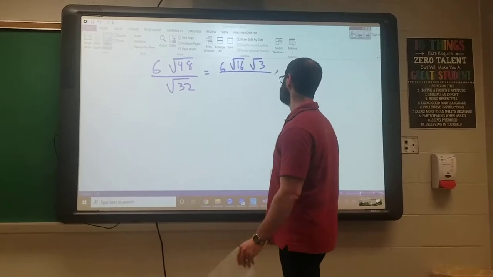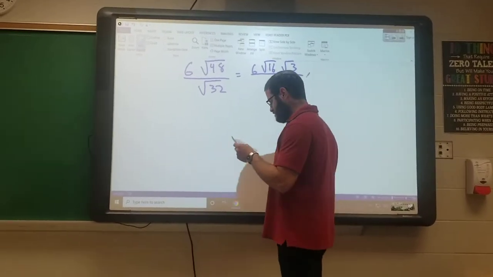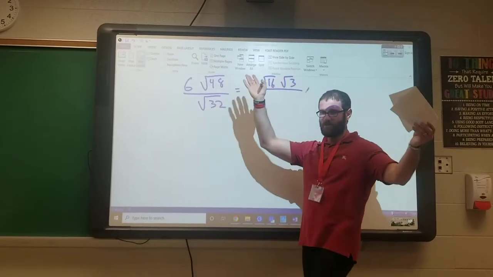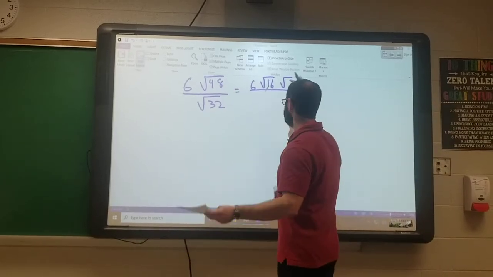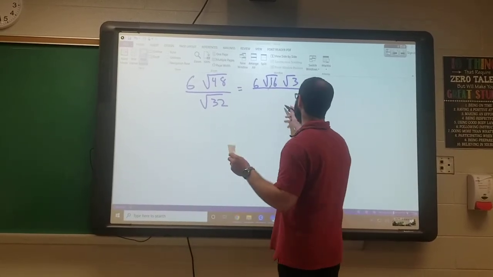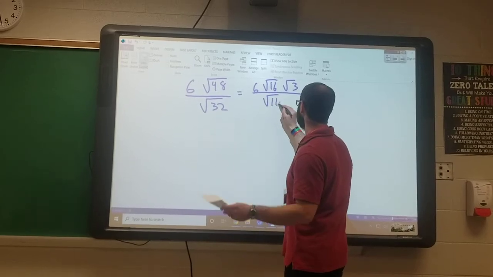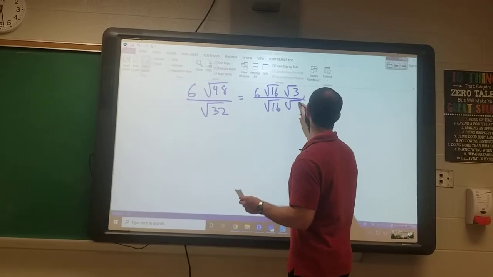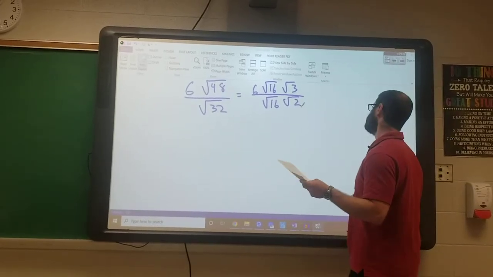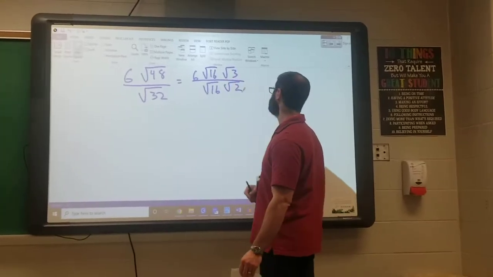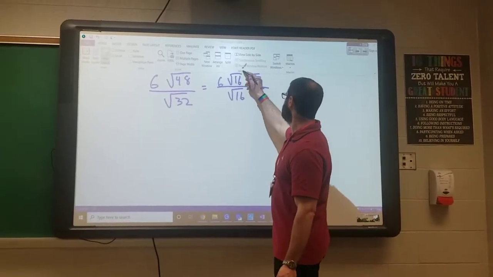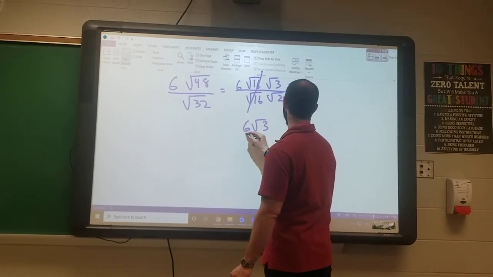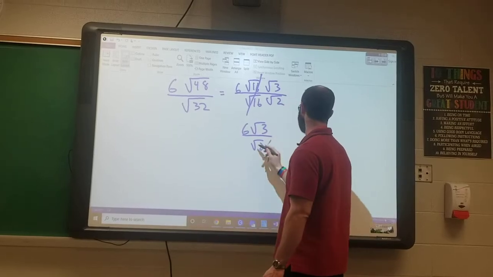On the bottom, what you're going to have is square root of 32. What's the biggest perfect square that goes into 32? It's 16. So square root of 16. And how many times does 16 go into 32? Twice. So actually what we can see here is square root of 16 and square root of 16. We can just get rid of that. So I have 6 square root of 3 and square root of 2 on the bottom.